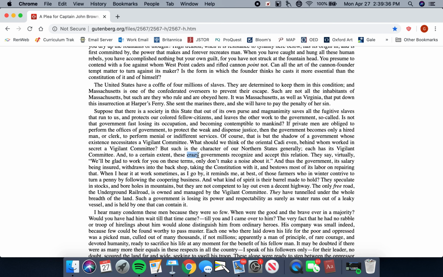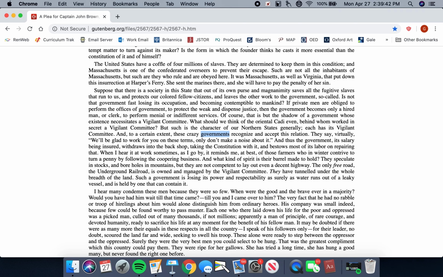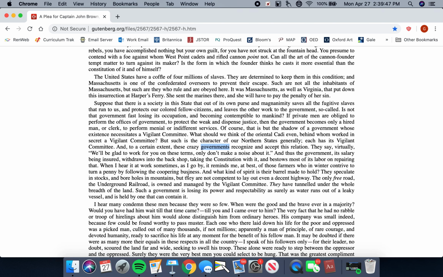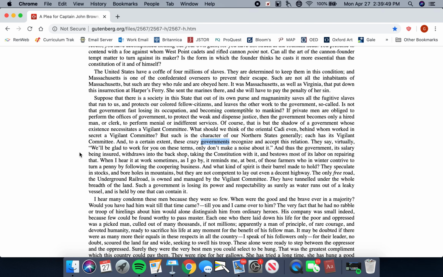This kind of government is, according to Thoreau, a kind of crazy government, right? That makes no sense logically, that is incoherent, and at worst, complicit in the tyranny.